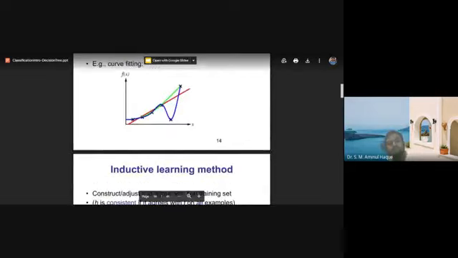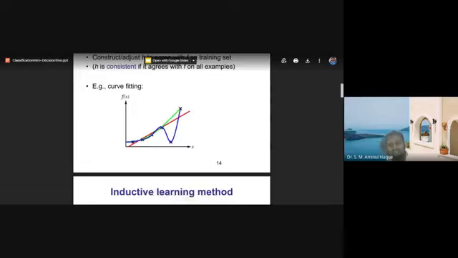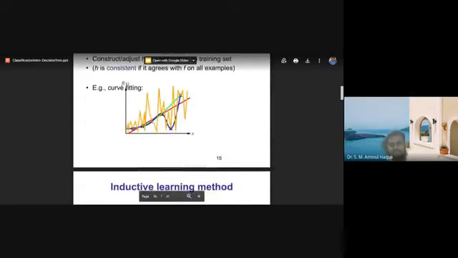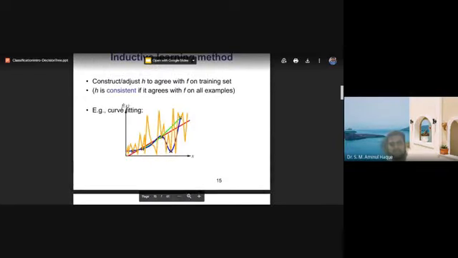If we want to touch all the points, then we have a curve like this. But do you think that this is good? No, sir. It's overfitted, I think. It's overfitted, right? So this is not good. Again, we can do it like this, zigzag. Again, these might not work well for testing data. It might work well for training data, but not for the testing.